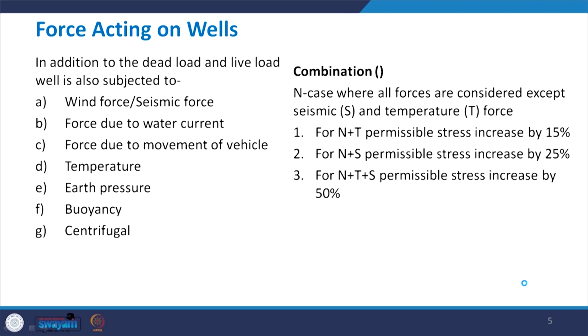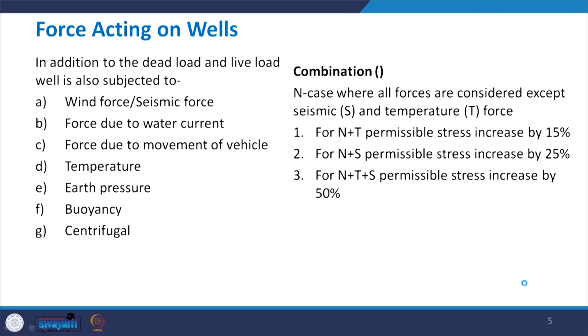Thank you for coming for this lecture, and we will continue from the last lecture, well foundation. When we talk about the well foundation in the introductory part, one last part was on the forces. We will talk about the forces acting on the wells before talking about the lateral stability of the well foundation.